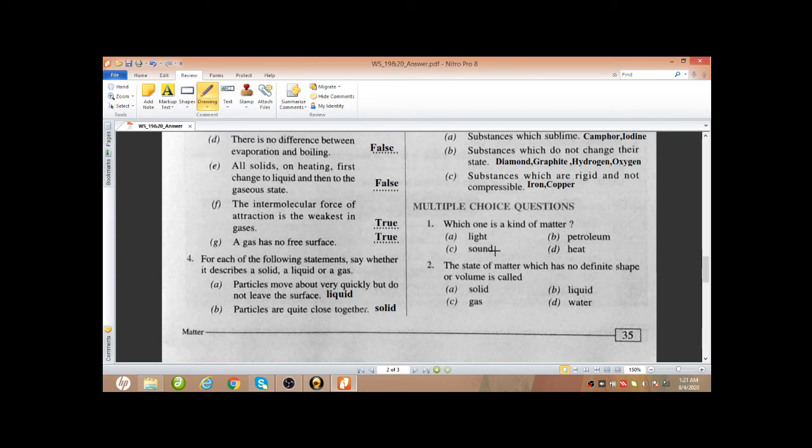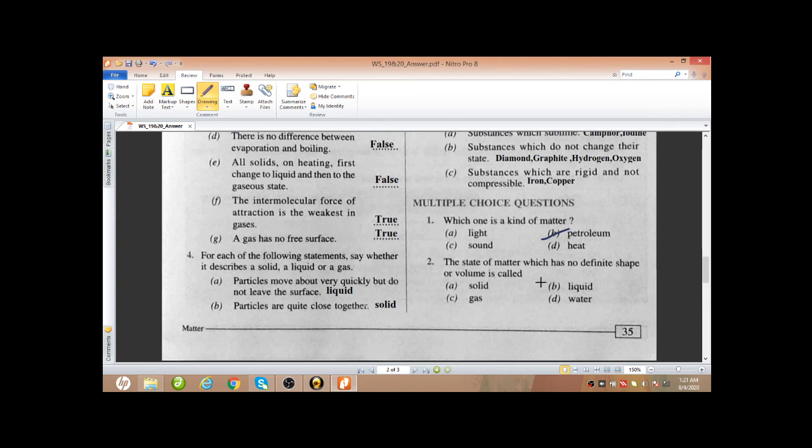Next, multiple choice questions. Here we have to write which one is a kind of matter. Light, sound and heat, these three are not matter because they don't have mass, and they will not occupy space. So petroleum is the only matter, so this will be the correct option.